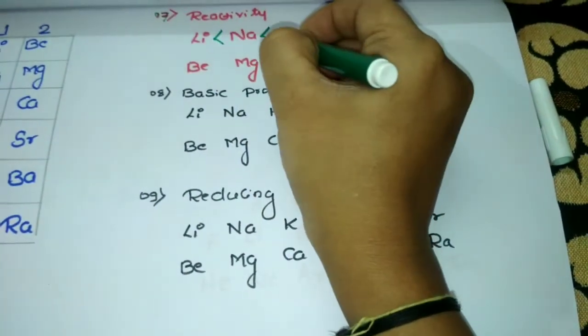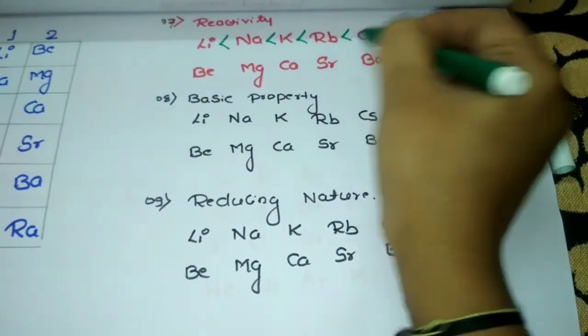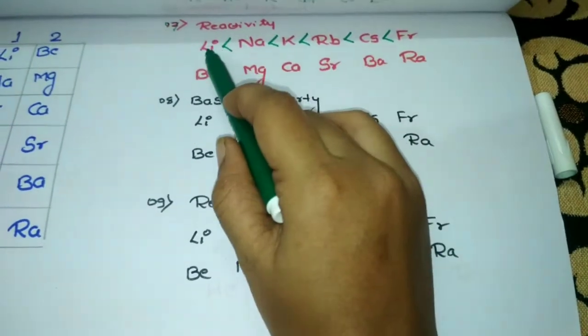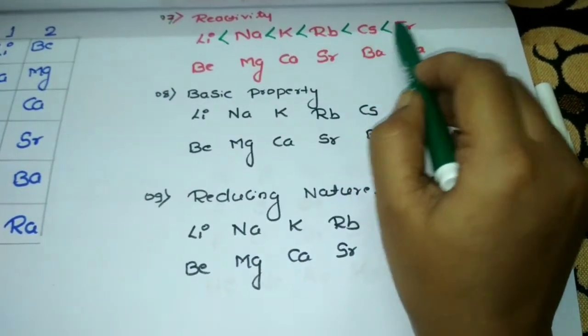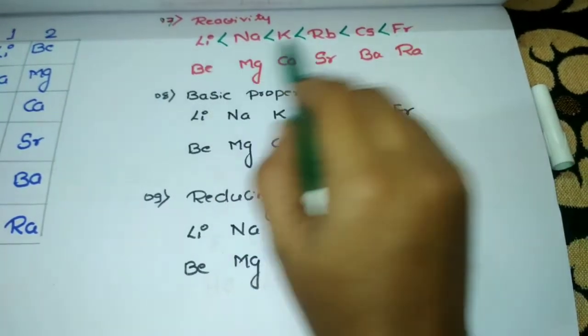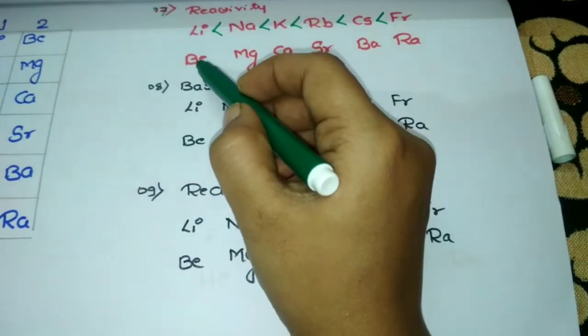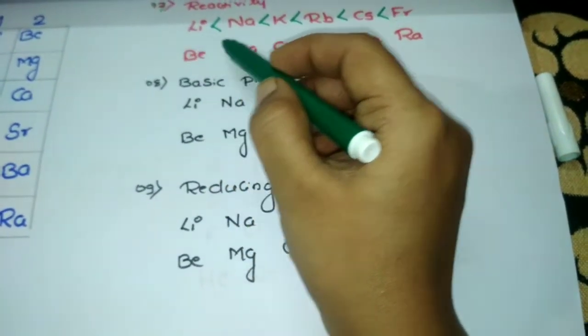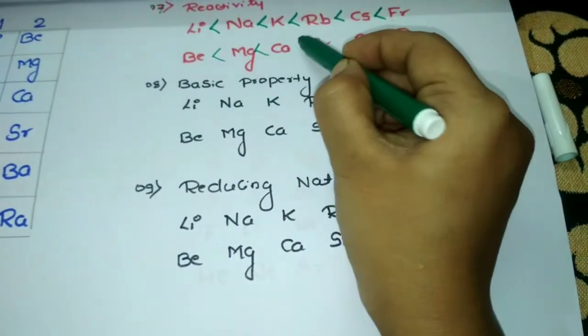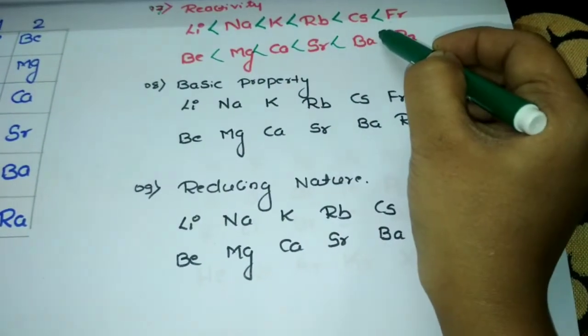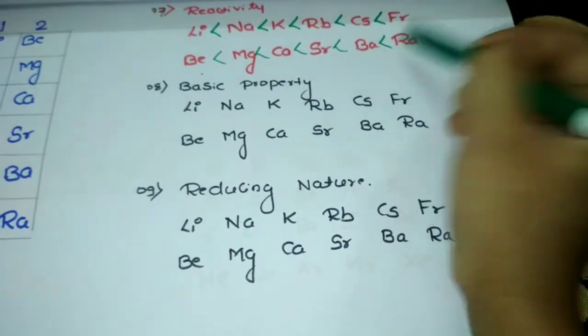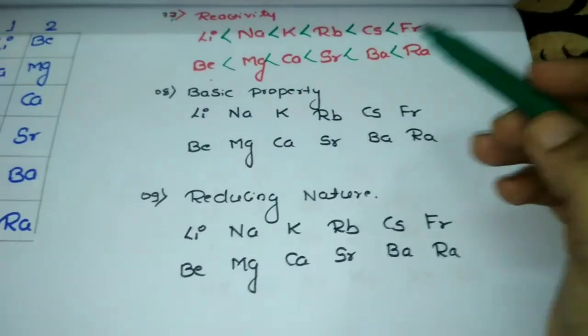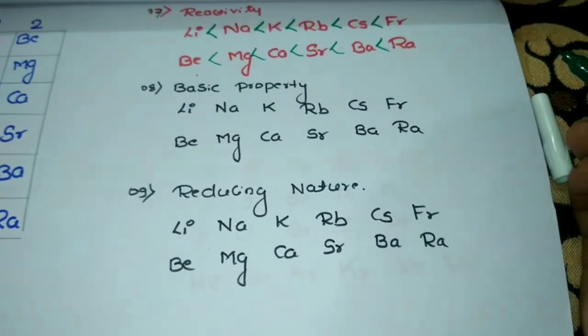The order I can write here: lithium, sodium, potassium, rubidium, cesium and francium. That means cesium and francium are highly reactive compared to other elements. Similarly for the second group elements: beryllium, magnesium, calcium, strontium and barium. Here barium is the most reactive. As we go down the group, reactivity goes on increasing.